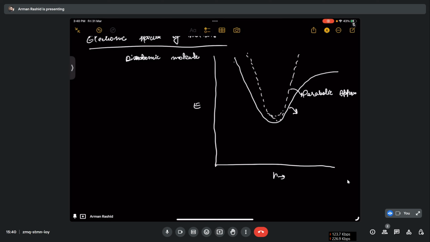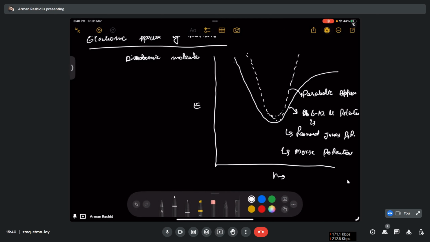Then I told you about the 12-6 potential curve. This is also called the Lennard-Jones potential. And then we have the Morse potential, which is very close to the real-life situation. The Morse potential is sort of similar to this, but it is a little bit different here. So this is the Morse potential.